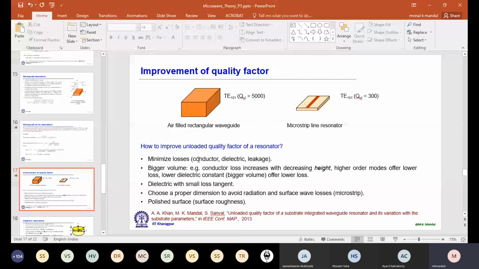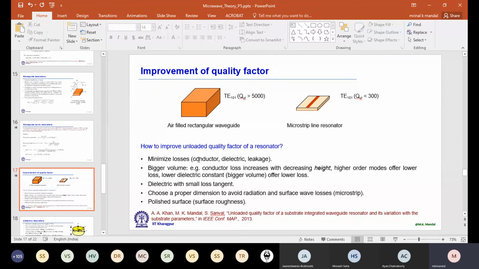This is important for filter applications, then oscillator, and even for antenna also, because for antenna we want loss in the form of radiation, but on the antenna structure itself we have dielectric and metal, so we have this metal loss and dielectric loss, and that is a waste of power, we can't utilize it. For antenna we want loss, but only in the form of radiation. Well, in general, how to improve unloaded quality factor of a resonator?